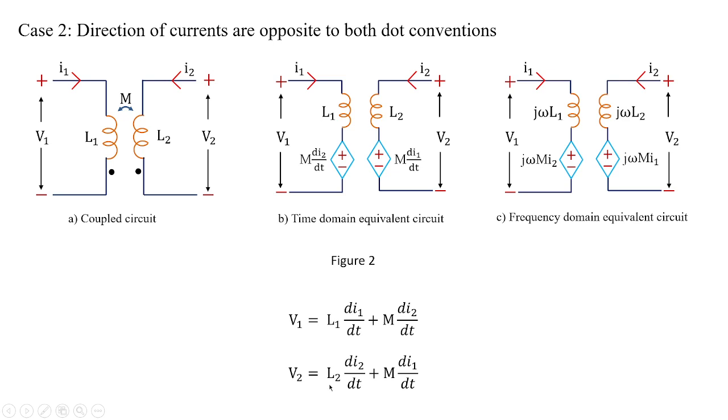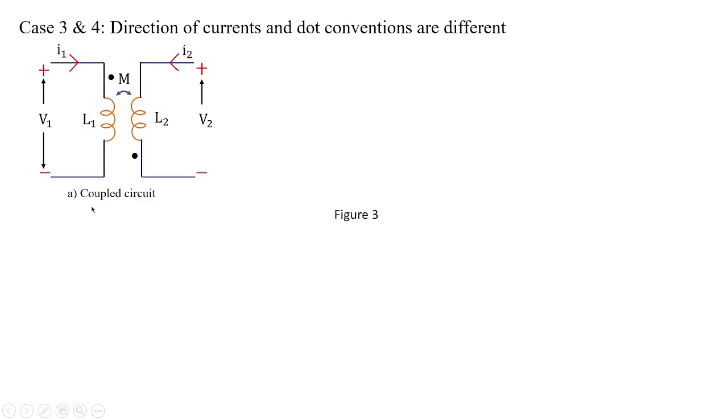Okay, let us see an interesting case, that is case 3 and case 4. We'll club them together, where the directions of the currents and dot conventions are different. For example, in figure 3a, you can see I1 is entering L1 from top to bottom, and the dot is placed, which is also from top to bottom. Whereas in the secondary circuit, I2 is flowing again from top to bottom, but the dot is placed opposite to the convention of the primary circuit.